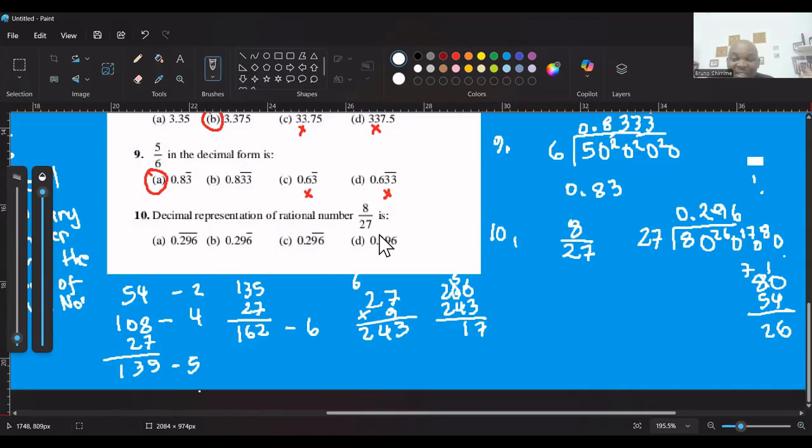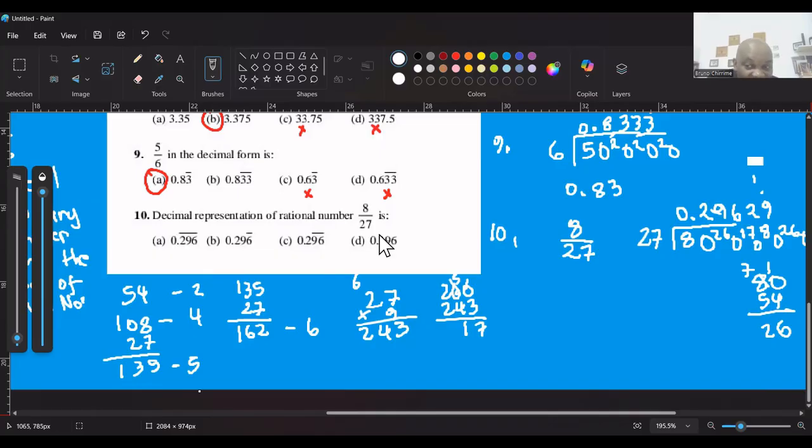So if we have 80, again, we know that it will go 2 times, right? And then 2 times 27 gives us 54. 80 minus 54 will give us 26, which again we put here 260, and then again we add a 0, and then we go down the same rabbit hole, 9, and then 9 times 27. It will take us back to the whole process. So here we can safely say that what keeps on repeating is 296. So 296 is repeating.